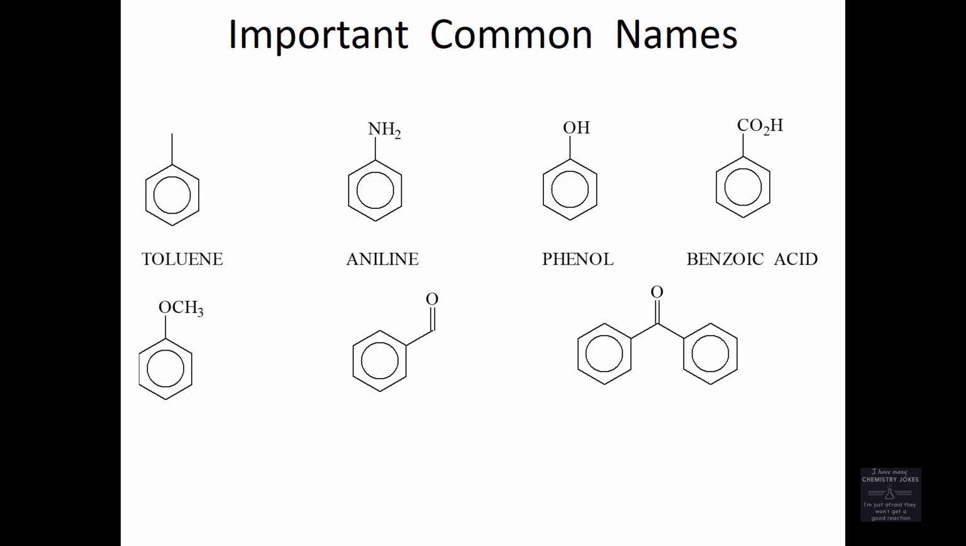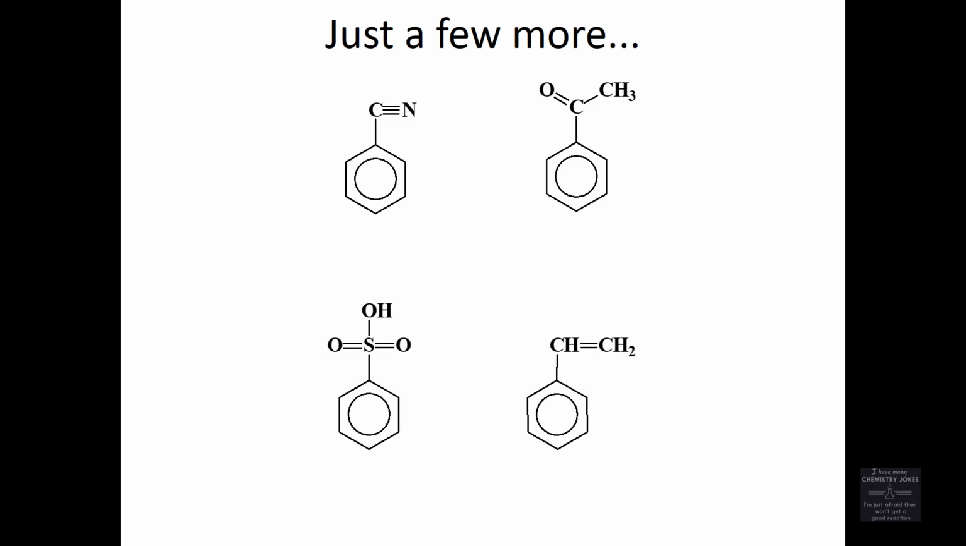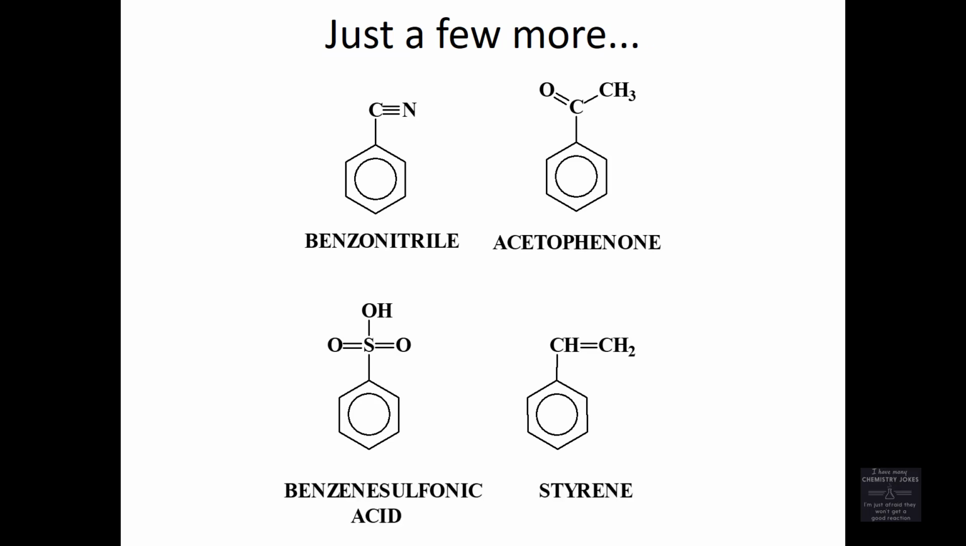This is toluene, aniline, phenol, benzoic acid, anisole, benzaldehyde, benzophenone. Common names that you unfortunately need to know. A couple more. That's benzonitrile, acetophenone, benzene sulfonic acid, and styrene. We actually talked about styrene previously when we talked about polymer chemistry. That's monosubstituted benzenes. A lot of them are named with the substituent and then benzene after it, or these common names that we just browsed through super lightning fast.